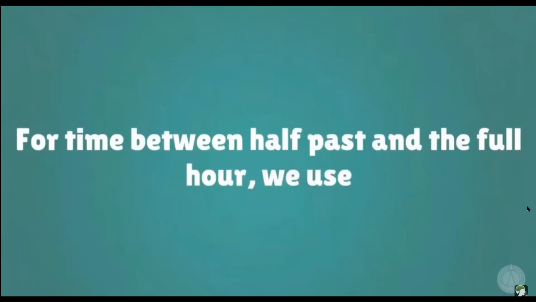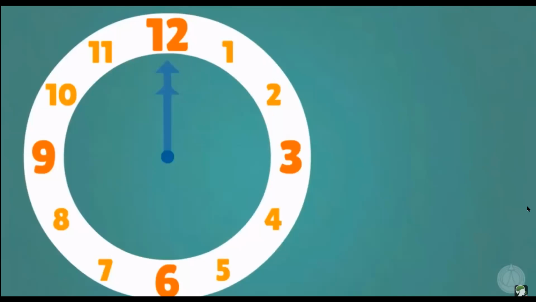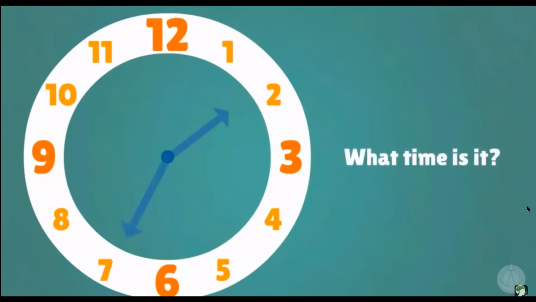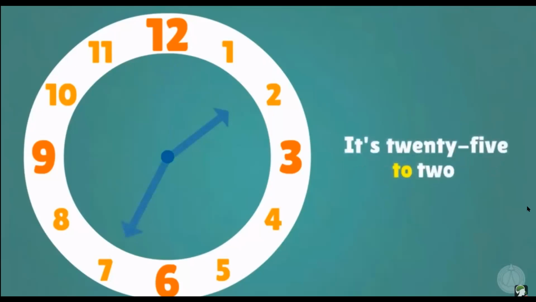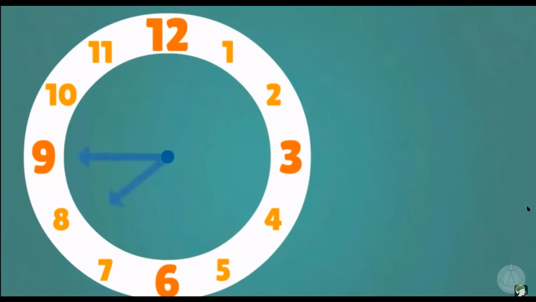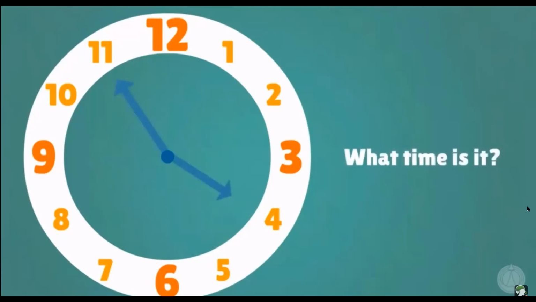For time between half past and the full hour, we use to. What time is it? It's 25 to 2. What time is it? It's 7:45. What time is it? It's 5 to 4.